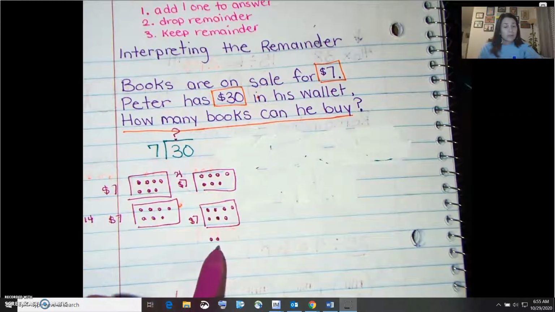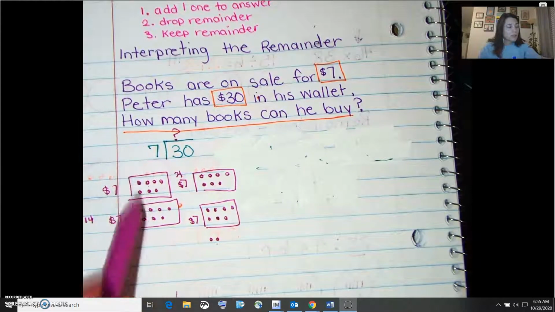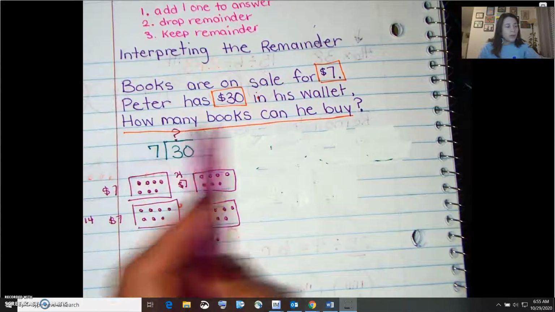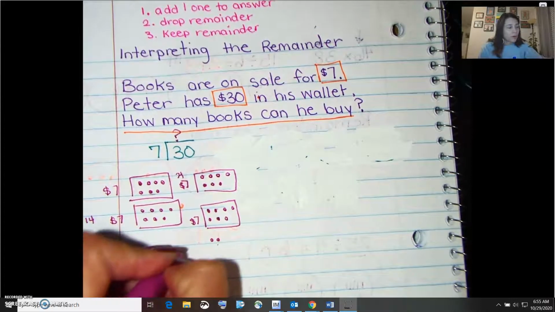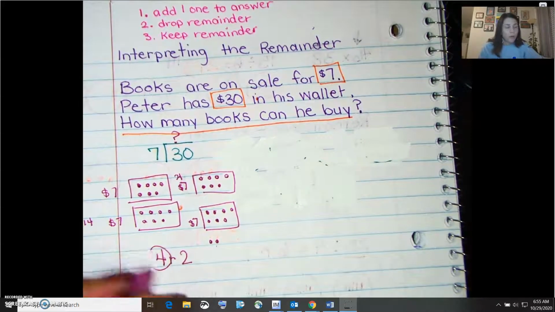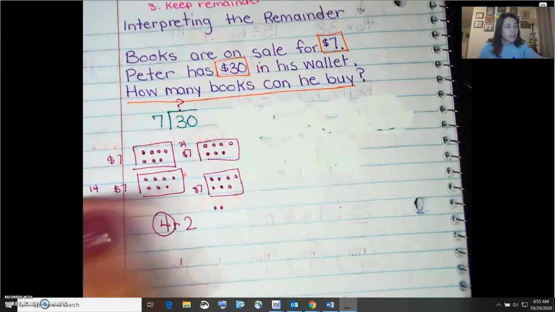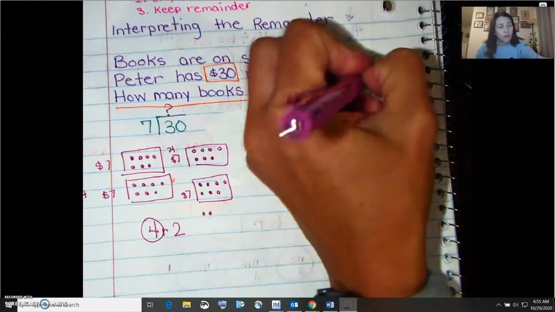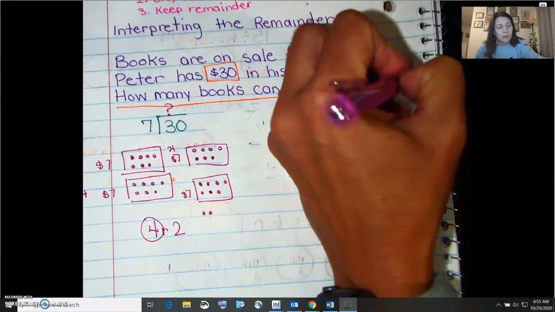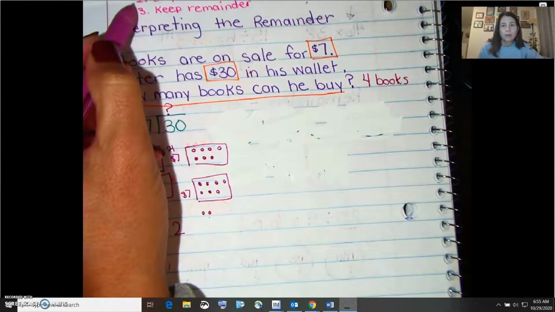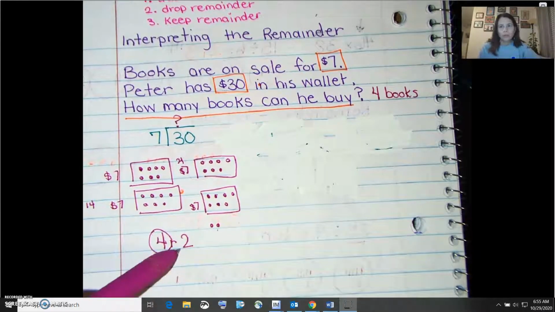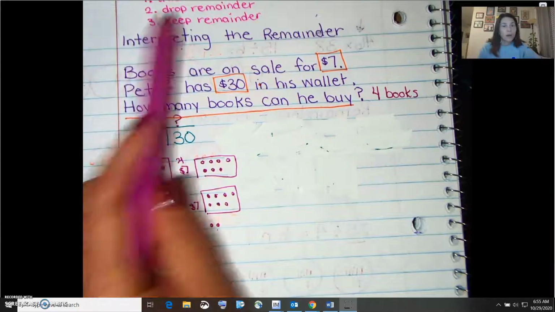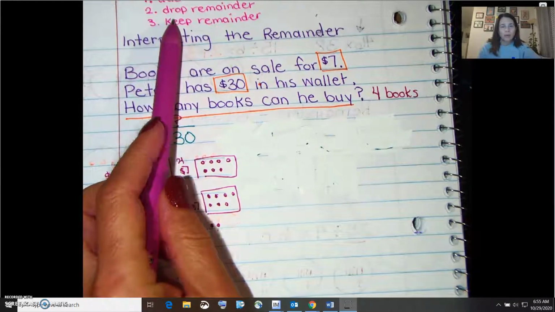Is $2 enough to buy another book? No. So far we have 4 books. How many books can he buy? Can he buy 4 remainder 2 books, or can he just buy 4 books? That's right, the answer to this is 4 books. On this one, we drop the remainder. We don't need that remainder because he can't buy another book. He can't buy 4 remainder 2 books. So for this one, we are going to drop the remainder.